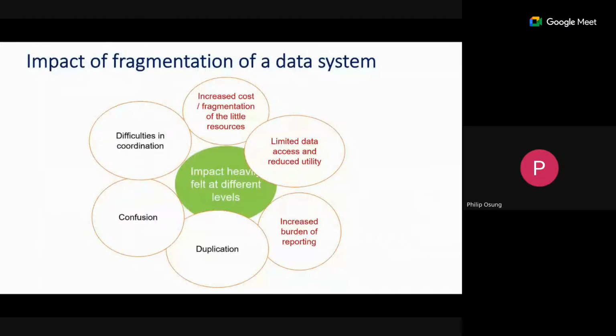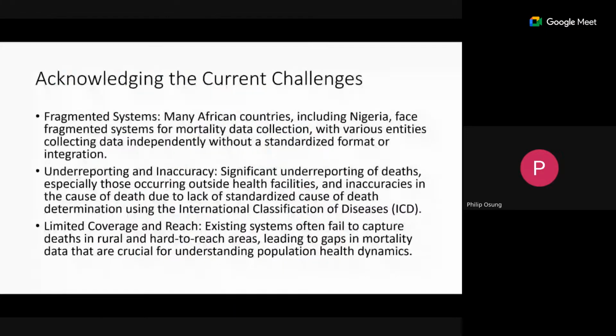The challenges: we have a fragmented mortality data collection system. Many African countries, including Nigeria, face a fragmented system for mortality data collection, with various entities collecting data. We also have a case of underreporting and inaccuracy. There is also limited coverage and reach. Even from our own system, we know from the 2018 DHS that death registration was about 10% or thereabout. So we know there is already limited coverage.